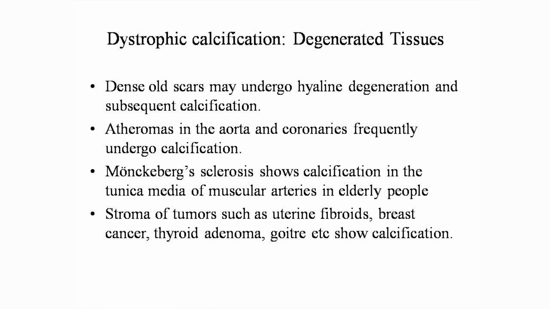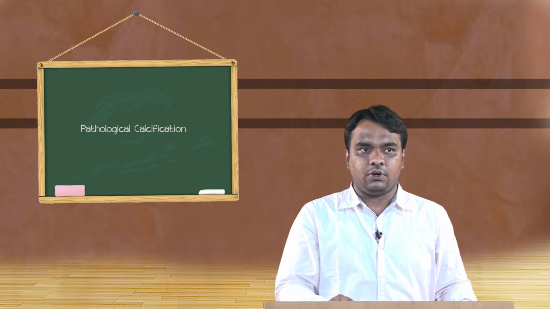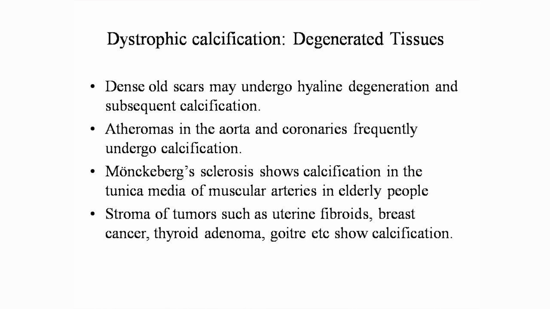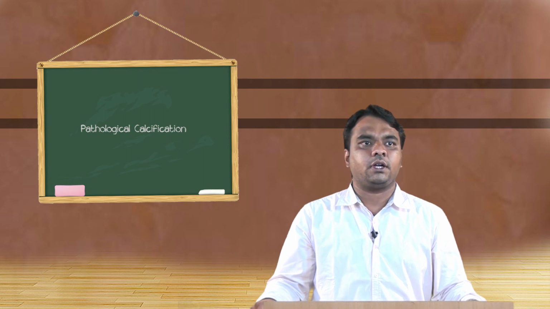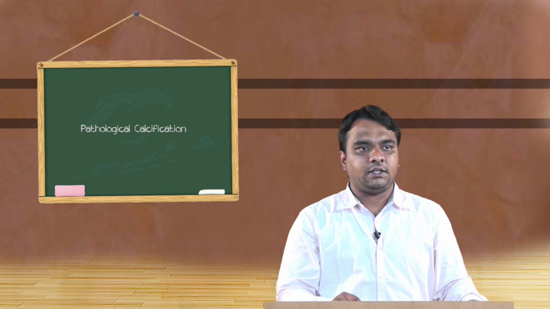will be affected. So in that case, if the calcium is deposited over there, in the sense if it gets degenerated, that leads to the dystrophic calcification of degenerated tissues, as well as in the tumors of uterine tumors, breast cancer, thyroid adenoma, goiter, etc. In all these conditions we can see dystrophic calcification with the degenerated tissue. So we are seeing regarding the fibrosis and dystrophic calcification of pancreatic parenchyma.